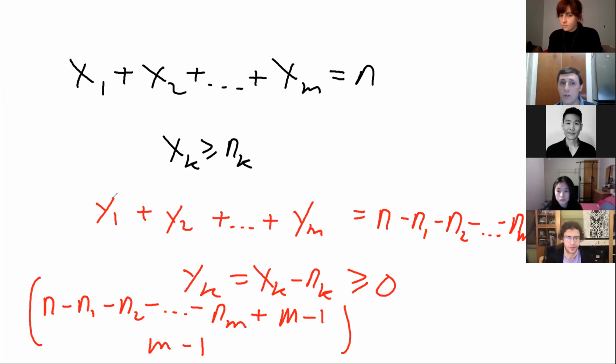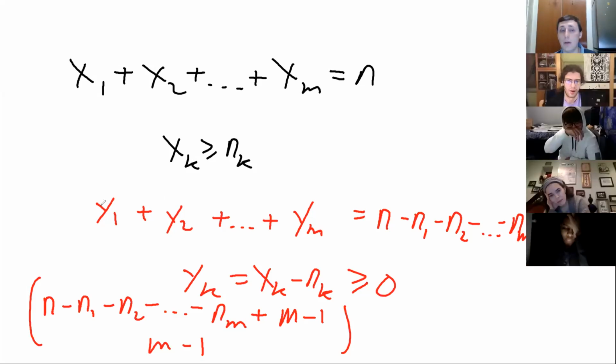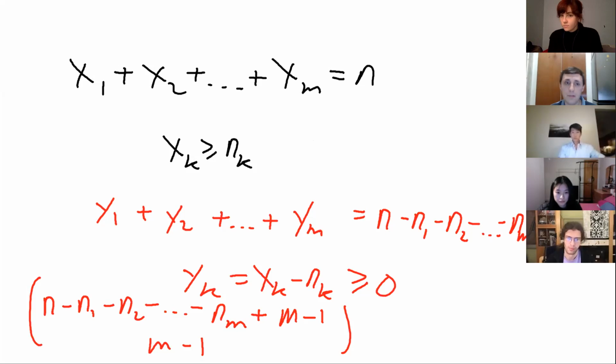You see, what do I do to convert it? Very simply, look at it. Once I know, let's say y1, to get x1, I just add to it n1, right? Because y1 is x1 minus n1, so just add it back. So you can easily convert the red equation solution to a black equation solution, and vice versa. So there must be exactly the same number of solutions to both equations.